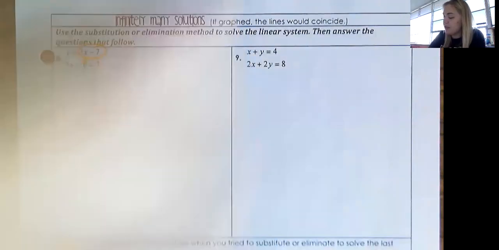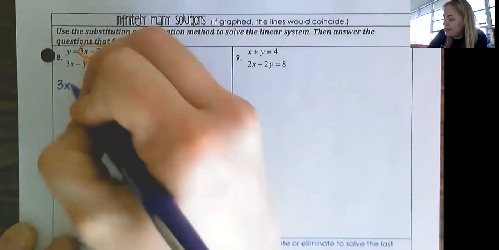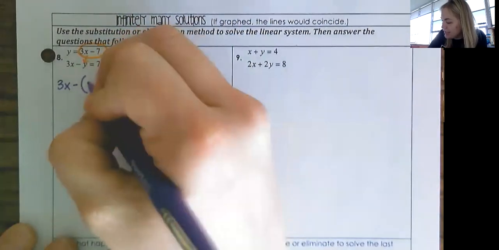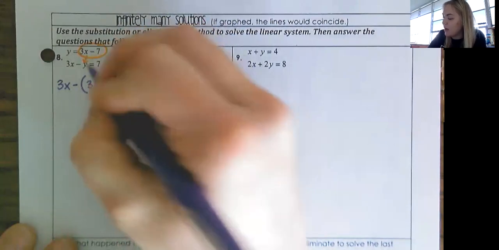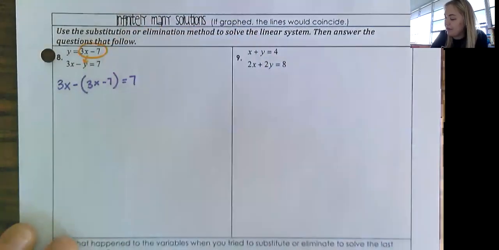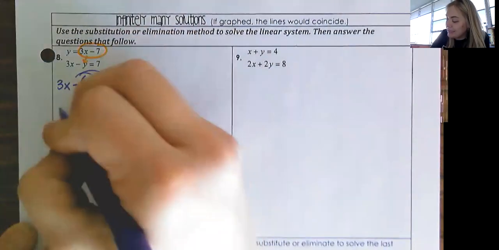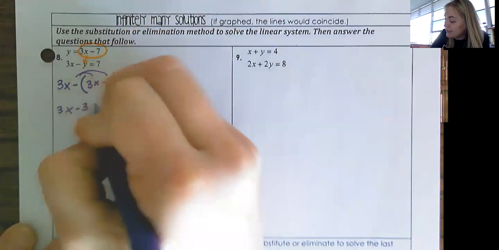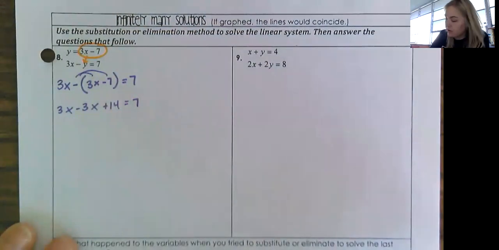All right, I'm going to start solving number 8. I'm using substitution here because it's already solved for y. So 3x minus, and then I'm going to stick all that 3x minus 7 stuff into the y place. And that equals 7. All right, I can distribute the negative to everything inside the parentheses. So 3x minus 3x plus 14 equals 7.